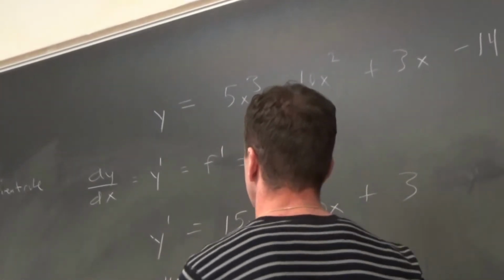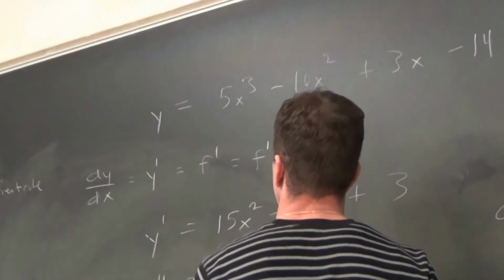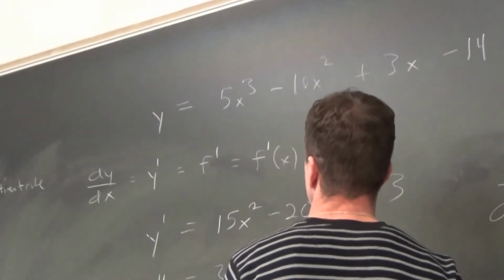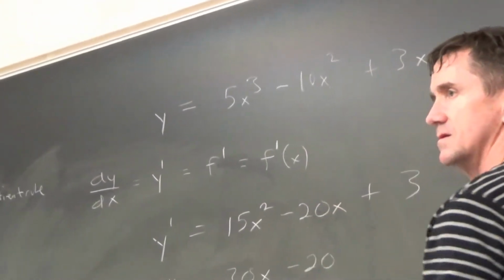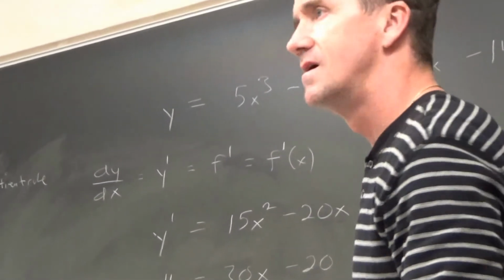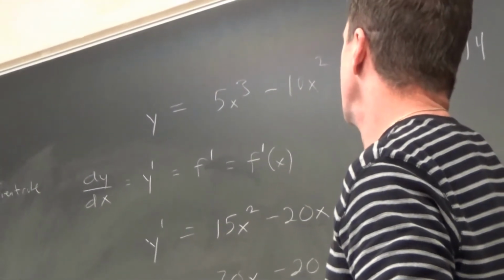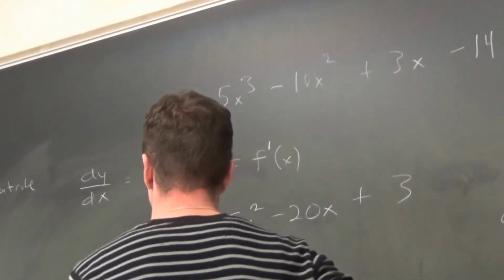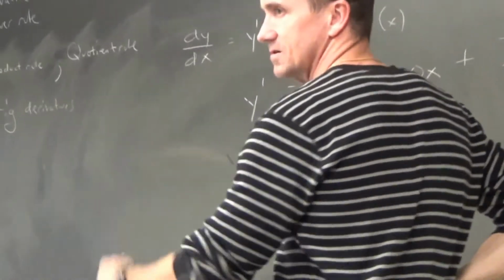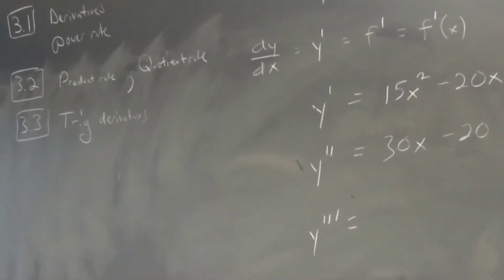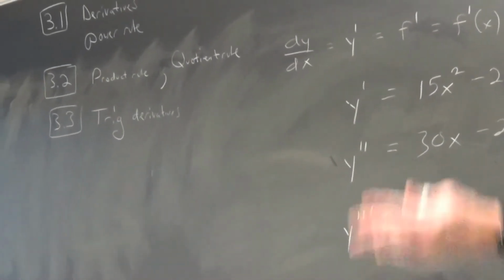All right, what do you get? Minus 20 plus 0, right? So this is power rule. We're doing power rule, power rule, power rule. 30.